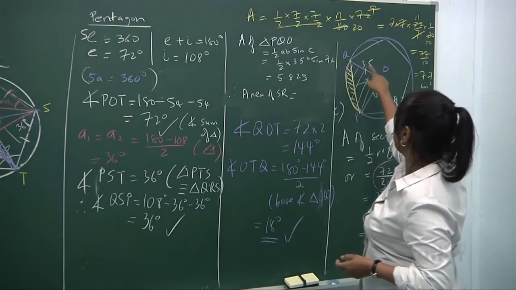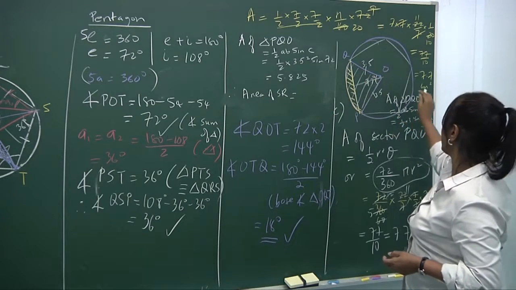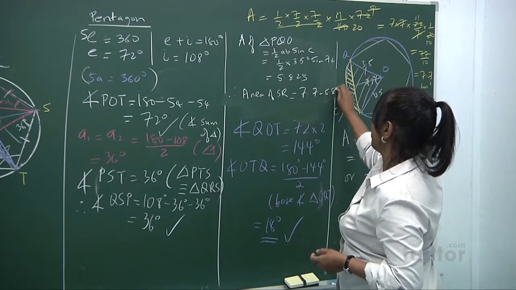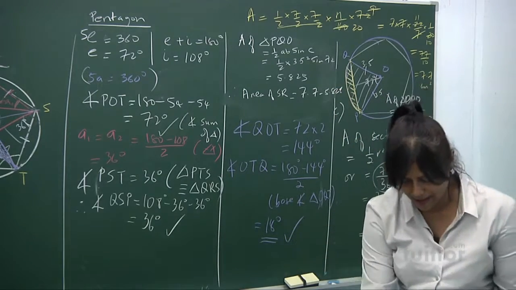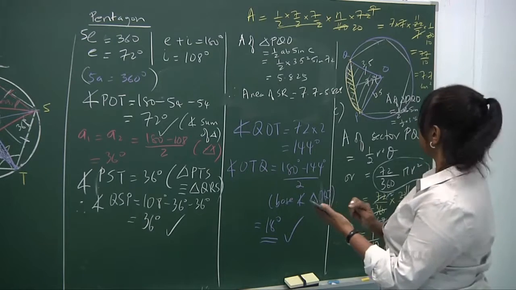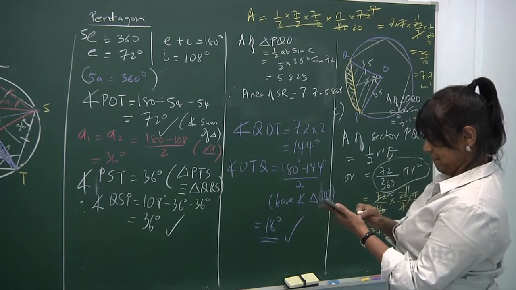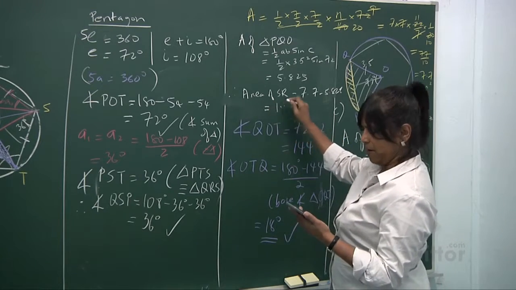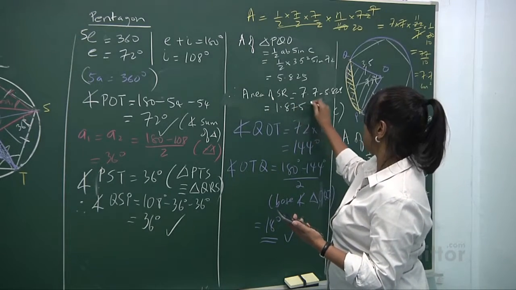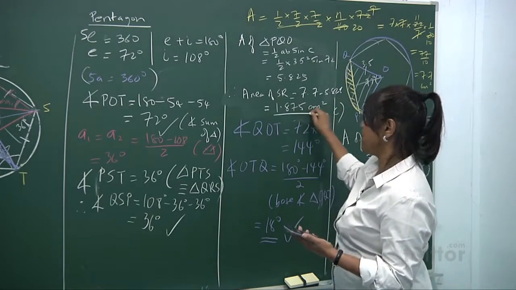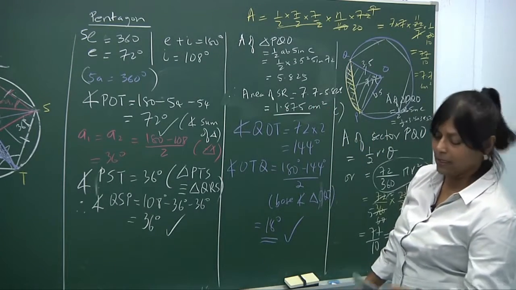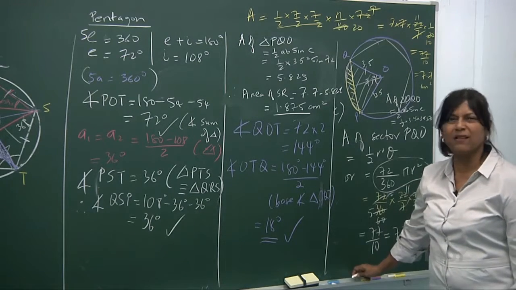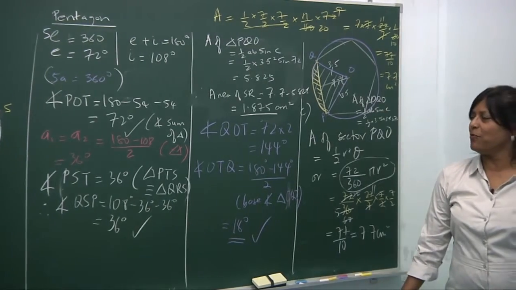Alright, so therefore the area of the shaded region SR will be the area of the sector minus the triangle. And the area of the sector is 7.7 minus 5.825. Alright? And you will get this answer as 1.875 cm squared. You get that answer. I hope you're clear with that. Alright? Nothing really worrying. It's just a little bit of tedious calculation as we move on.